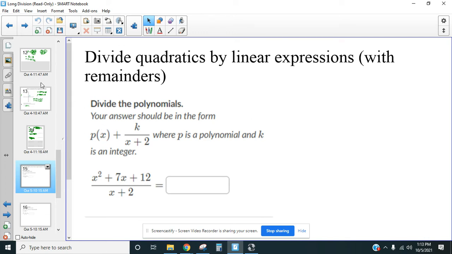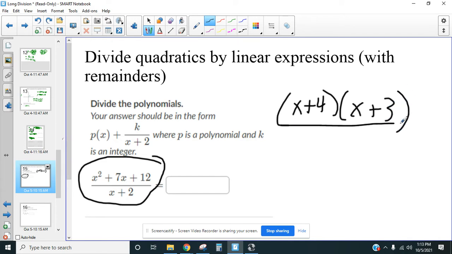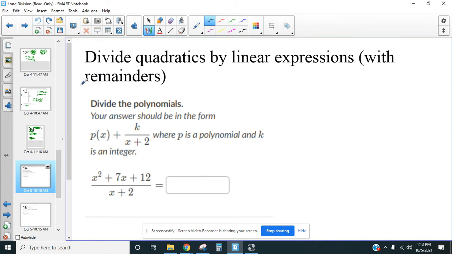All right, so how about this? Yesterday, every time we factored, something canceled, right? Remember that? They had a common factor and something canceled. Today we have this. Let's factor the top. I'll do it right now. And then the bottom is x plus 2. Does anything cancel? No, it doesn't. So in this case, there is going to be a remainder. Now, how do we do this?